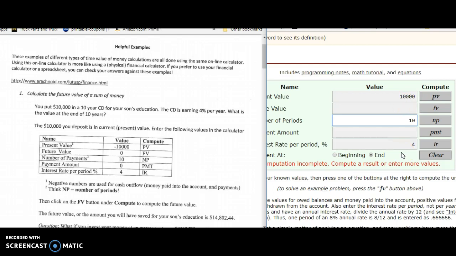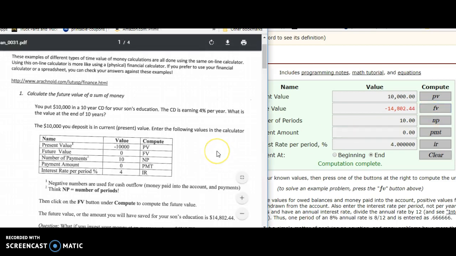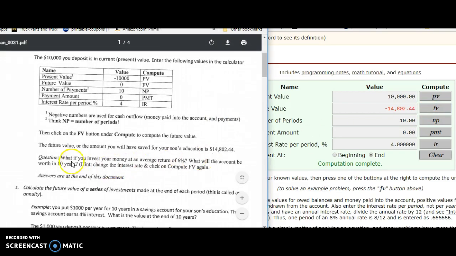I think we have everything we need. And what is the value at the end? At the end is the future. Present is now, and future is later. Okay, so you would have 14,802.44. Now the other question says, what happens if you invest the money and you get 6%? So now if we put a 6 in there per year, the future value, you would have 17,908.48.